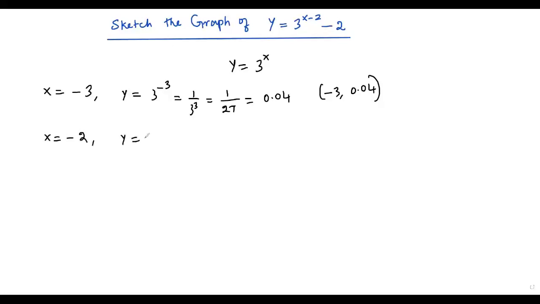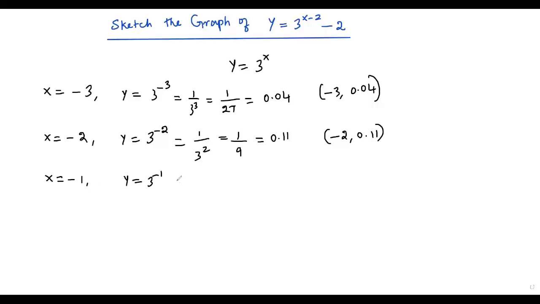Now I'm going to plug in x equals -2. I get 3 to the negative second power, which is equal to 1 over 3 squared. Because the exponent is negative, to make the exponent positive you move this term to the denominator. So 1 over 3 squared is 1 over 9, and with a calculator 1 over 9 gives us 0.111. So the second point is (-2, 0.11). Now I plug in x equals -1, then y equals 3 to the negative first power, which becomes 1 over 3, approximately 0.33. So the third point is (-1, 0.33).